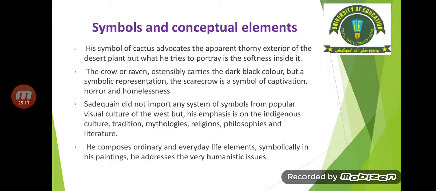The crow or raven ostensibly carries the dark black color, but it has a symbolic representation. The square crow is a symbol of captivity, horror, and homelessness. There was a time in Saddaquain's life where he was facing ups and downs, and when he painted these symbols, they have the personal connotations as well.